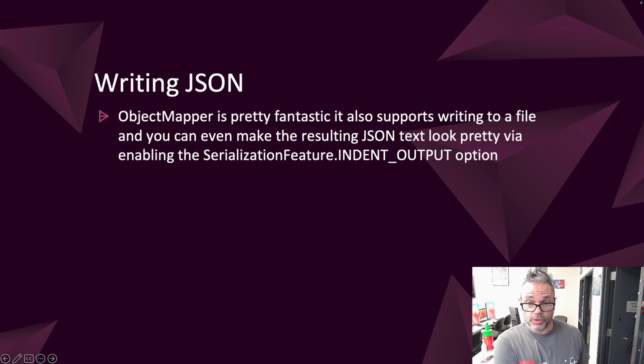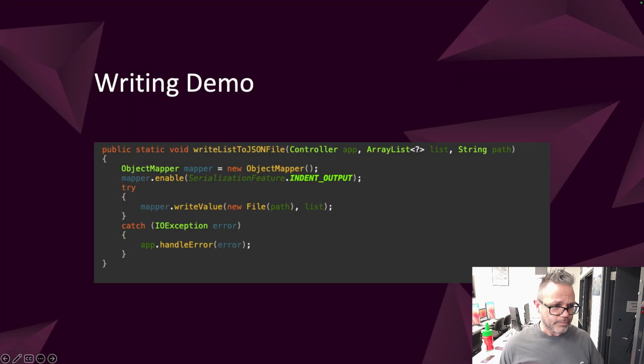Writing JSON is even easier than reading JSON. We just saw how easy it was to read it right there. Writing's even easier. All we have to do is specify how we want to make that happen, and we use the SerializationFeature.INDENT_OUTPUT option to make it look even prettier. Here we have a write list to JSON file method. As you can see, I have an ArrayList of some unknown type, so I can downcast this as necessary. And then the path I'm writing that to.